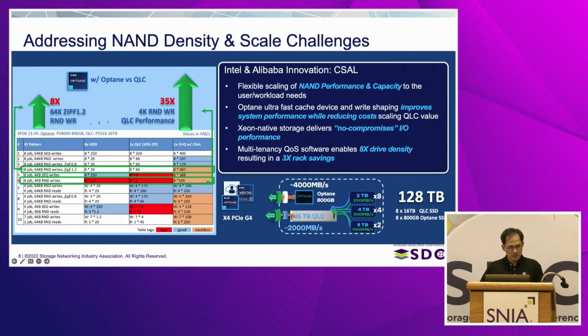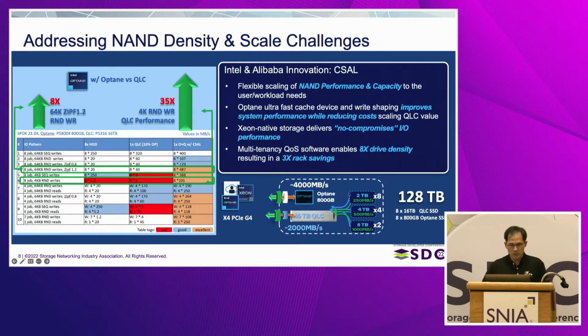So the left diagram shows the evaluation of 10 typical workloads on a low block device with CSAL and the Optane cache. As you can see, for the 4K random writes, the CSAL shows 35 times the performance of QLC itself. And then for 64K ZipF 1.2 random writes, that is high locality workloads, the CSAL shows 8 times the performance of QLC.